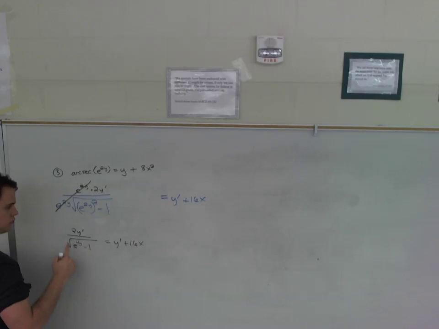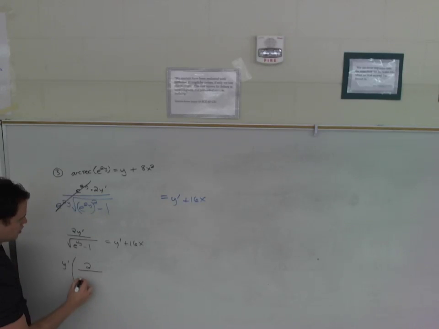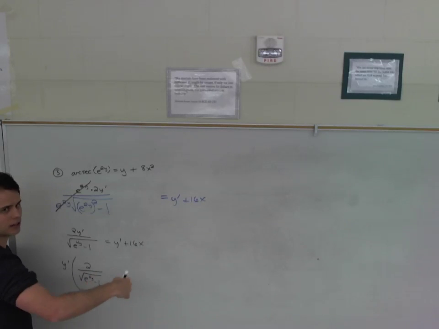Move your y prime over. Move my y prime over and factor out. I'm going to do it all in one step. So if I pull the y prime out of that, it's 2 over stuff. If I pull the y prime out of that after it's been moved over, what is it? Minus 1.